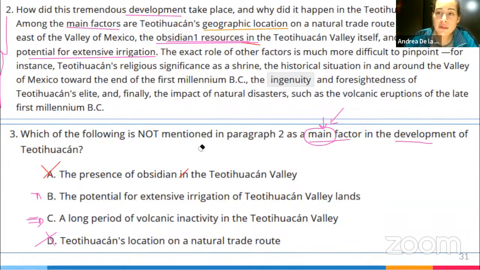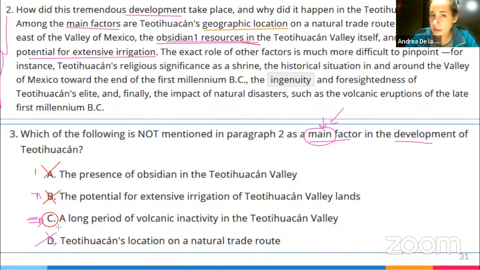And finally, where do we have the valley's potential for extensive irrigation? Option B. Right, great. The potential for extensive irrigation of the Teotihuacan Valley is the same. Nothing that is suspicious. So it has been mentioned in options A, B, and D. Therefore, the only one that hasn't been mentioned as a main factor will be option C, a long period of volcanic inactivity in the Teotihuacan Valley, right?